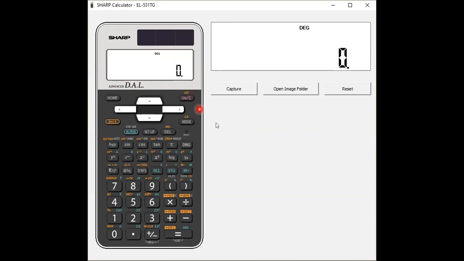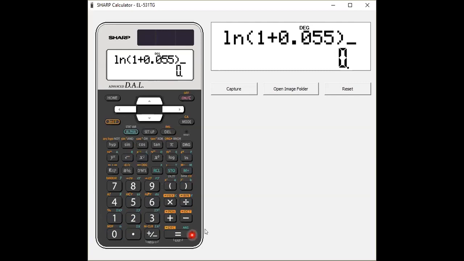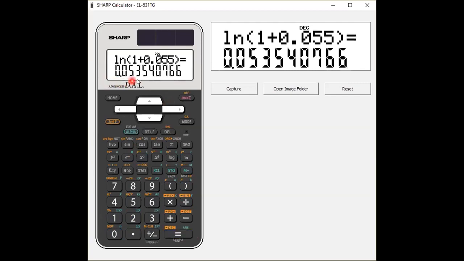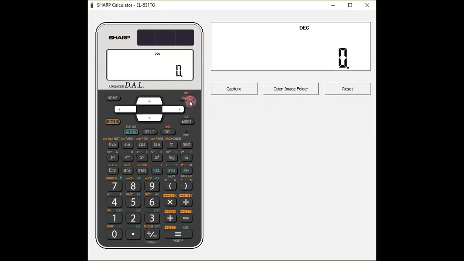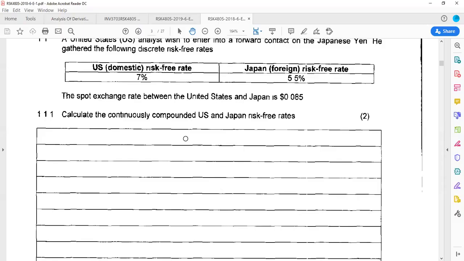And then for the Japanese continuous risk-free rate, we press ln again, then open bracket, 1 plus 0.055, right? And then we change that to 0.0535. So those are the two continuous risk-free rates. So that's how you calculate, and you use the ln function. Okay, let's go back. So we get those two answers.